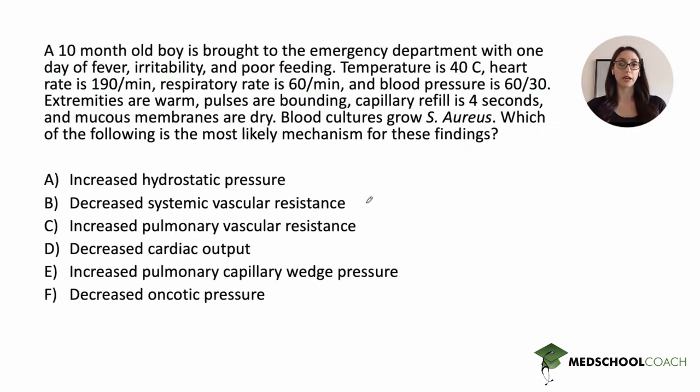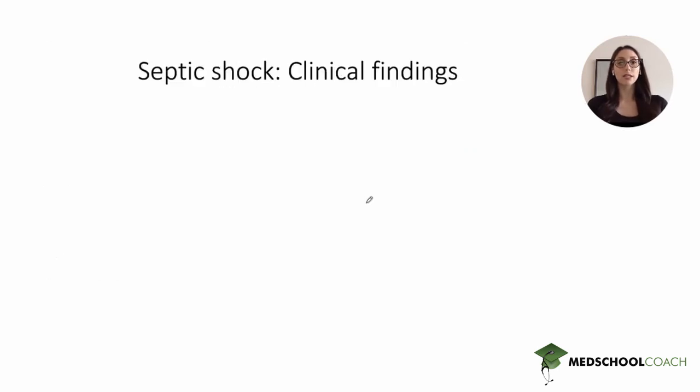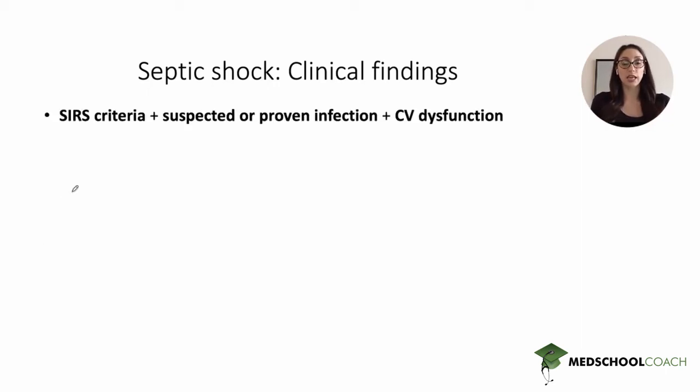So septic shock has a very specific definition, and it's important to understand this definition and the pieces that are crucial to define septic shock. The definition is that the patient must meet 2 out of 4 SIRS criteria, must have a suspected or proven source of infection, and finally must have signs of cardiovascular dysfunction. So let's see if our patient meets these criteria.